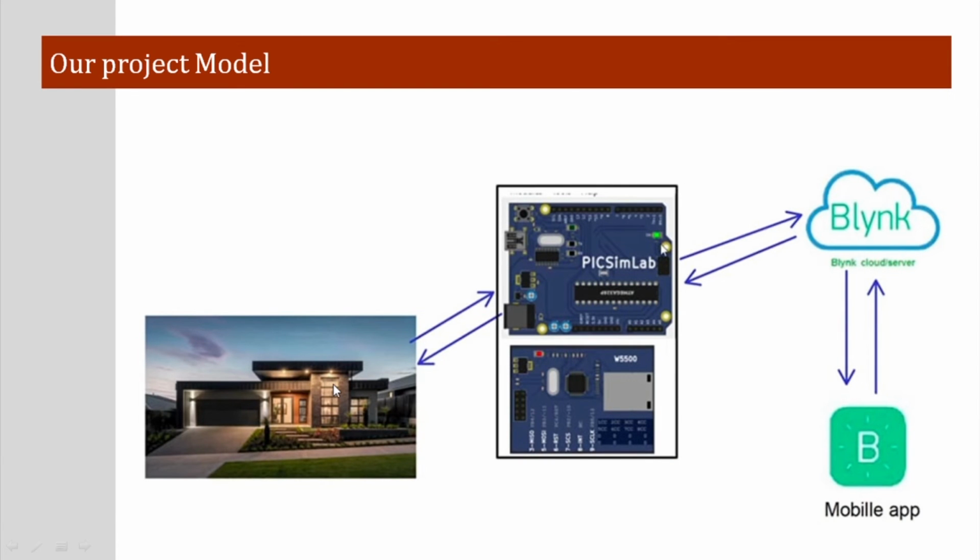And from this, the status of these devices goes again to the Arduino Uno, and from the Arduino Uno it goes to the Blynk server. From the server it again goes to the Blynk app, which shows the notification in our mobile app. So this is our project model. We have done all these things in the demo video, so let's see the demo video in the next slide.